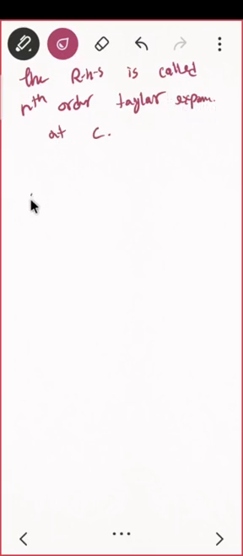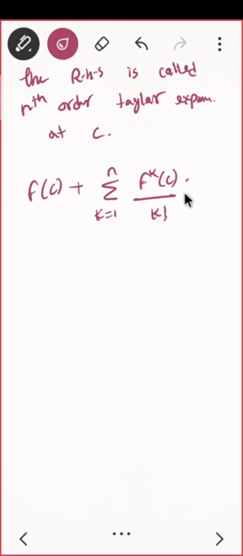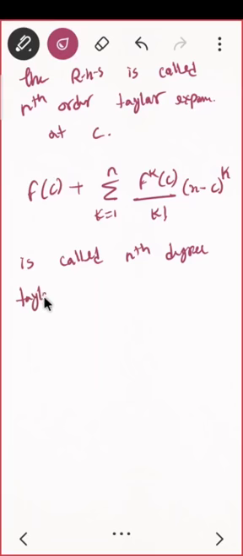That is f of C plus summation k equal to 1 to n, f kth derivative at C upon k factorial into x minus c raised to k. I solved some problems to ask the Taylor expansion of the function. This is called Taylor expansion, and this is called the nth degree Taylor polynomial.